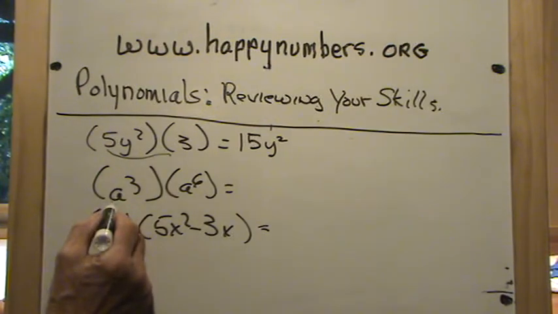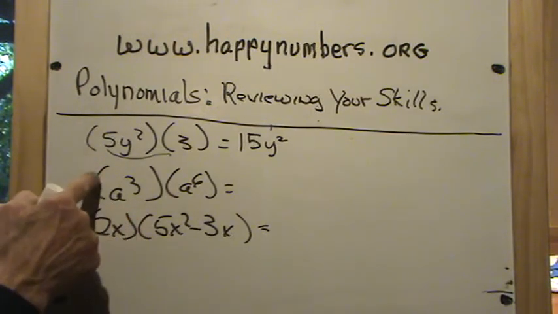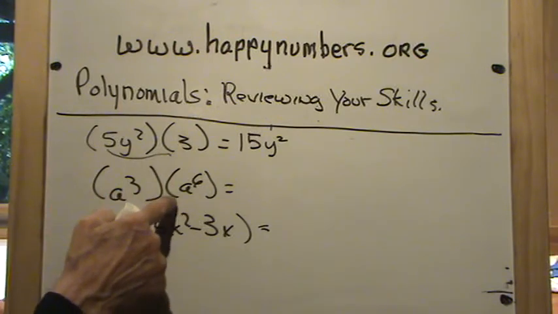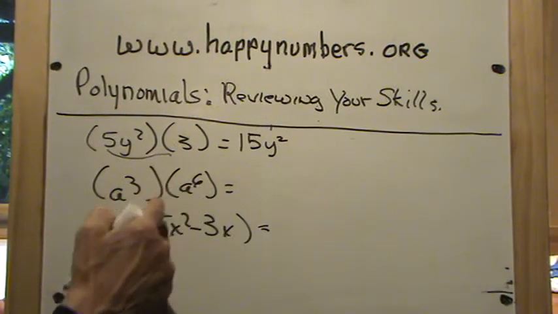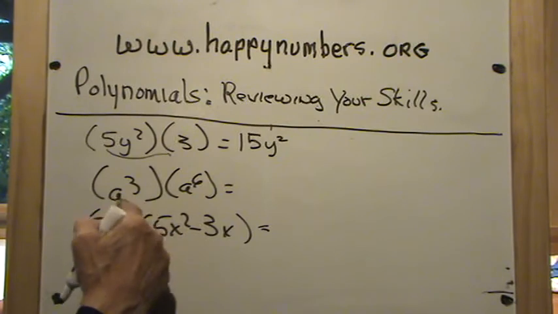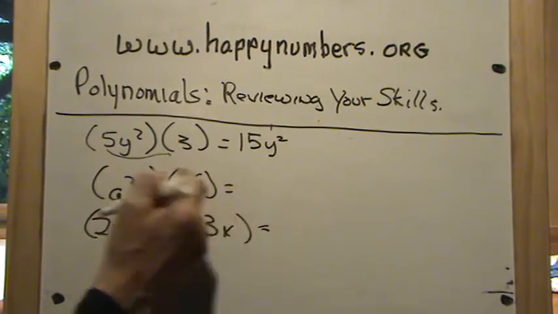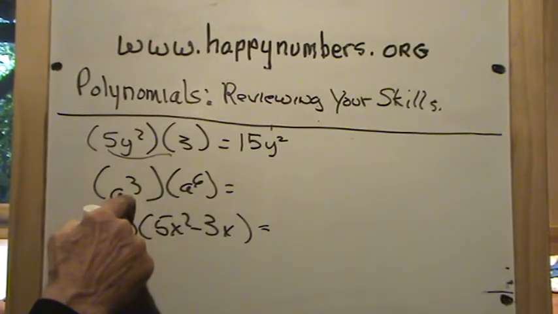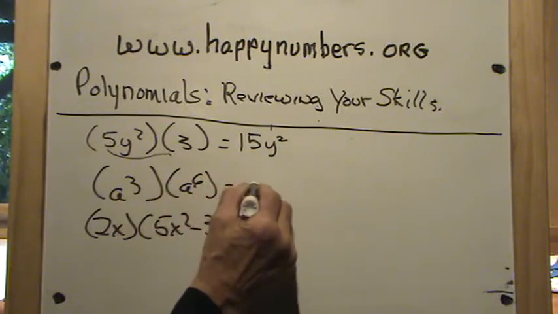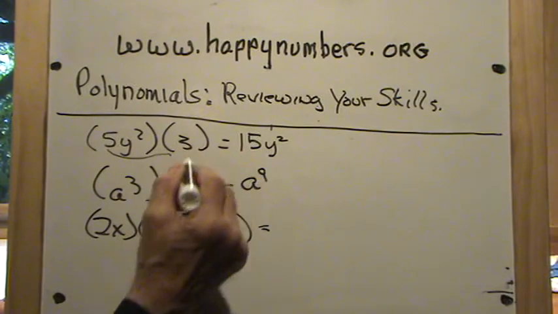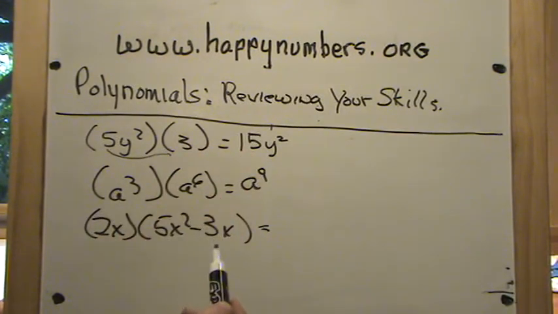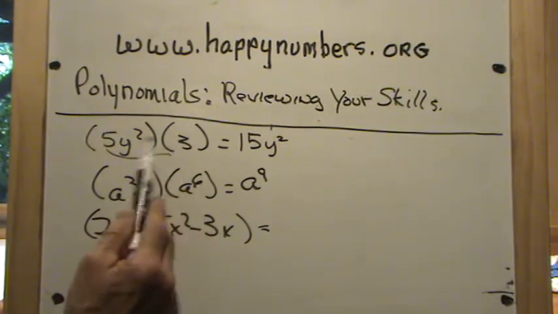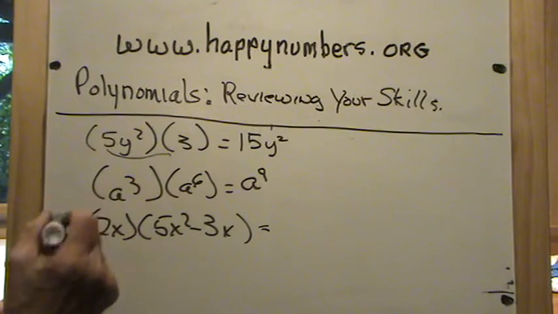Now here, the coefficient here is 1, a to the 3rd, and the coefficient here is 1, a to the 3rd. So it would be 1 times 1 would be 1, which we don't even add. And then we have a to the third and a to the sixth, which would give us a to the ninth. Because when we multiply polynomials, we add exponents.